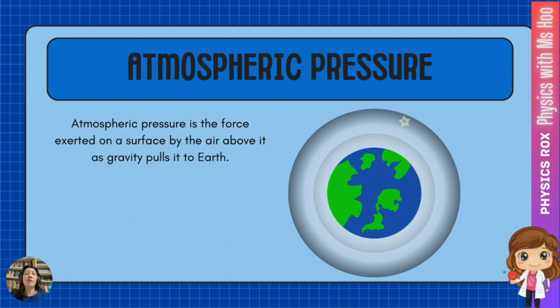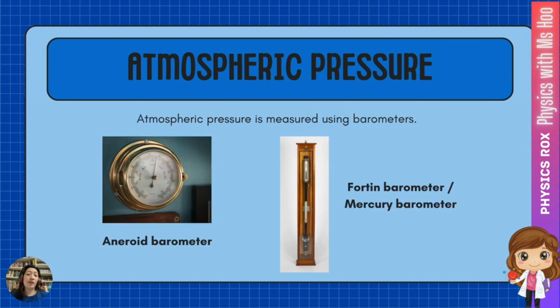And therefore, to measure atmospheric pressure, we would be using devices that are different from those that we use to measure gas pressure. The measuring instrument used to measure atmospheric pressure is known as a barometer. There are a few types of barometers. We'll go through two general types for now, which are the aneroid barometer as well as the Fortin barometer, also known as the mercury barometer.